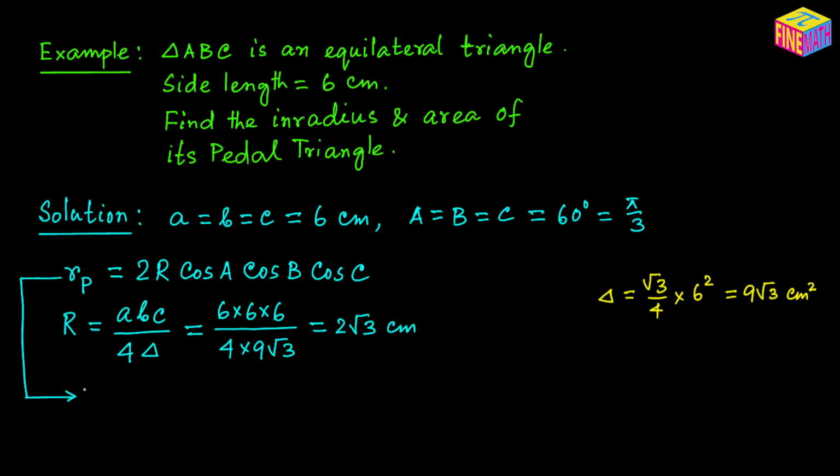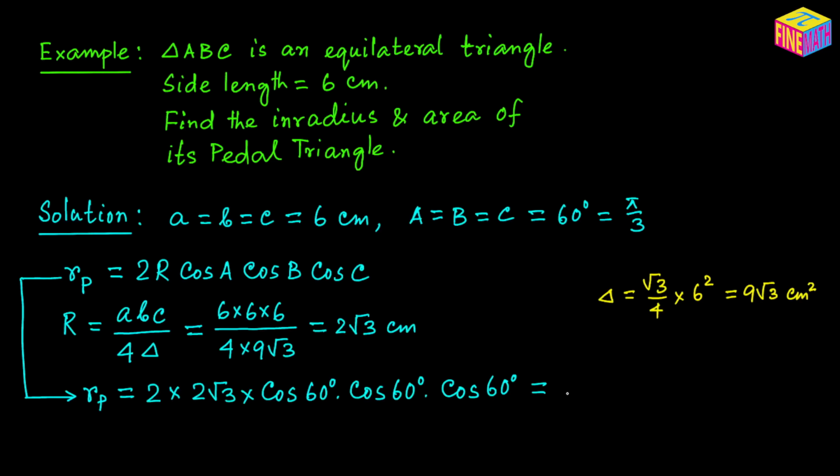So from here we can say then the inradius of the pedal triangle will be equal to 2 times R. What is R? Well, R is actually 2 times square root of 3 times cosine of A, so that is cosine of 60 degrees, times cosine of B, that is also 60 degrees, and times cosine of C, that is also 60 degrees, and that is essentially equal to 4 times square root of 3 times, cosine of 60 degrees is actually equal to 1/2, so that would be 4 times square root of 3 times 1/2 times another 1/2 times another 1/2, and that is actually equal to square root of 3 over 2, and the unit of course will be centimeter because we are talking about inradius of the pedal triangle. So that is the value of the inradius of the pedal triangle.